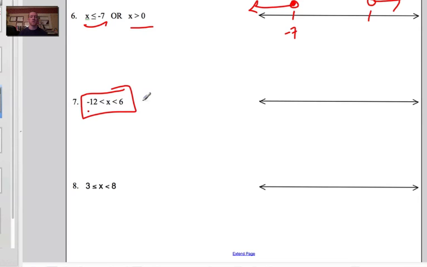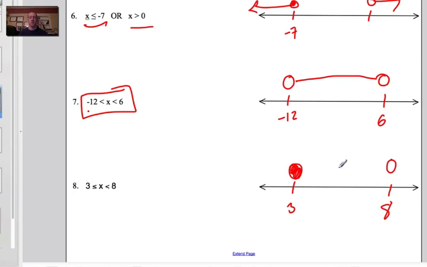These are "and" ones. So x greater than negative 12 and less than 6. That would just be from negative 12 to 6. That's that graph. x is greater than or equal to 3 and less than 8. So an open circle at 8, closed circle at 3, and all the numbers in between. That would be the graph.